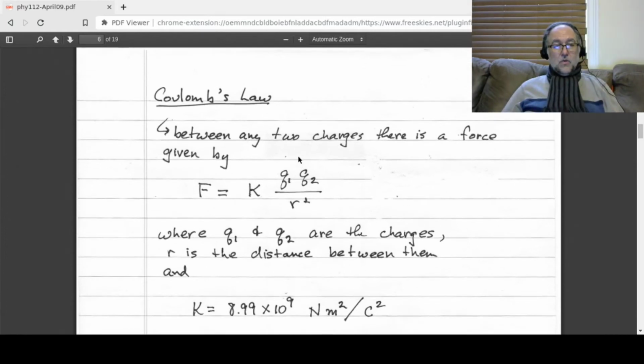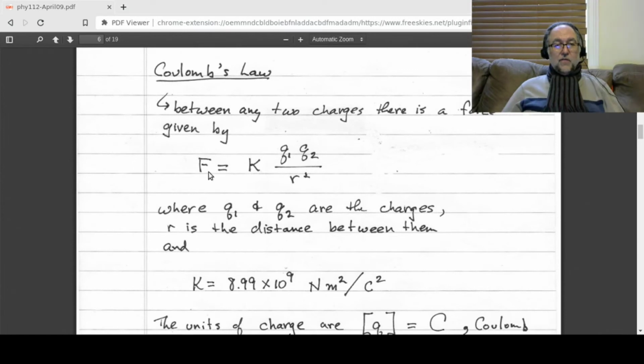And here it is. Here's Coulomb's law. So what does it say? The force between two charges Q1 and Q2, a distance r apart, is an electrical force between them, F, and that force is given by F = k Q1 Q2 / r².